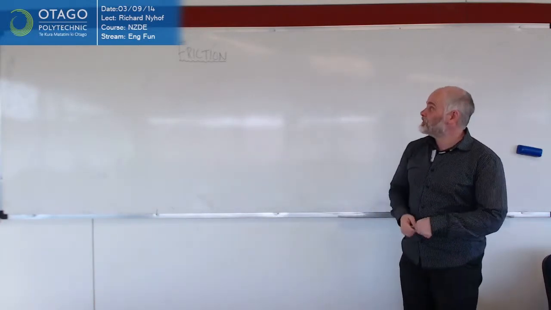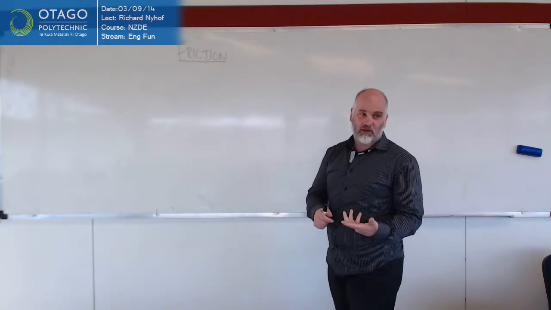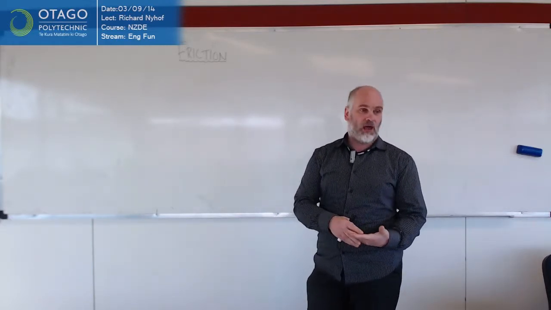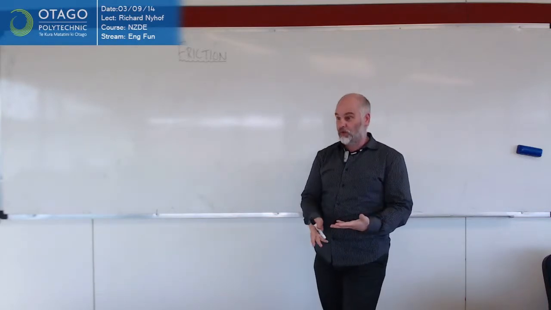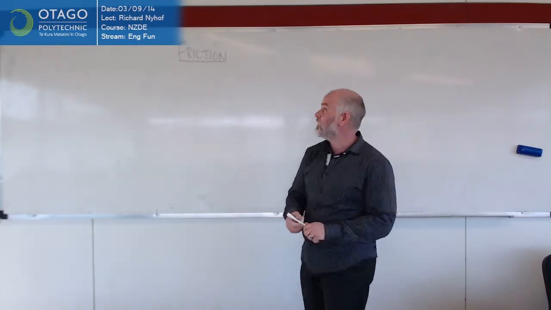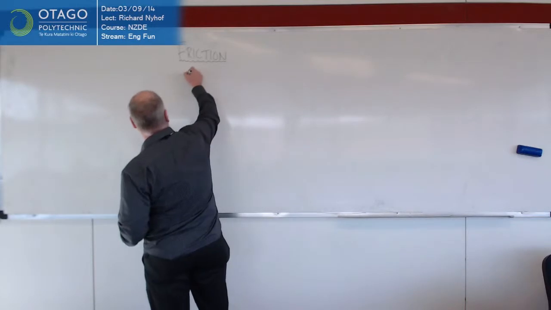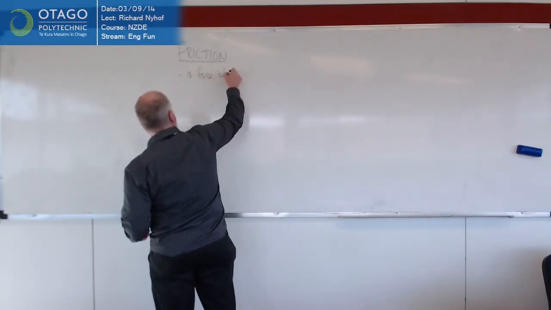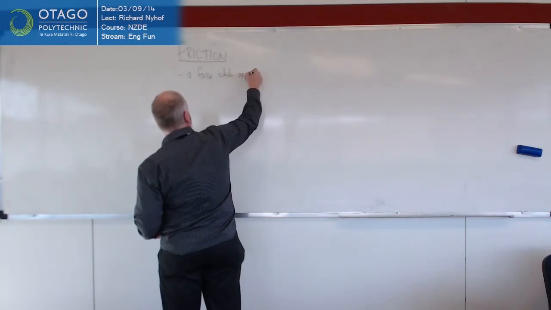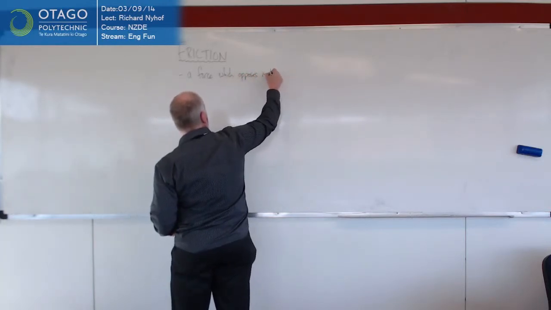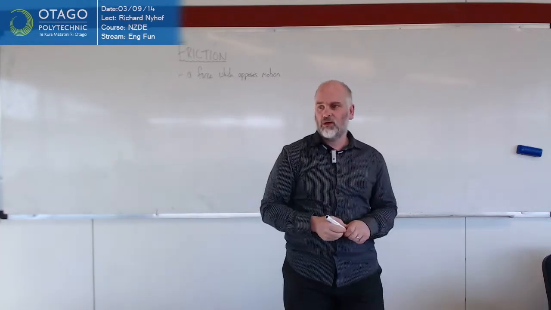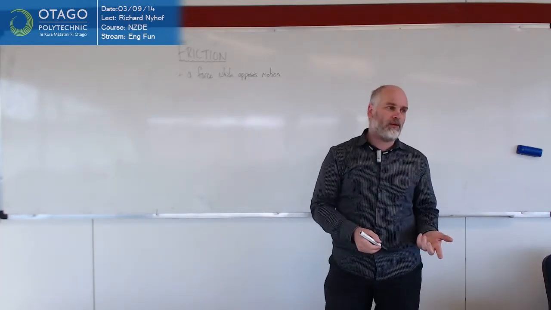Okay, so friction. Let's just talk a little bit about the idea of friction and what things affect friction, and then after that we'll do some calculations that should enable us to work it out. So the key thing is that friction is a force which opposes motion. So whichever way something is trying to move, friction is pushing the other way.